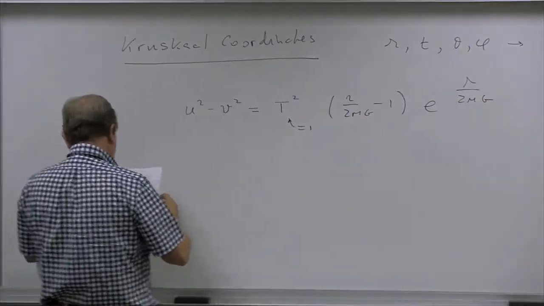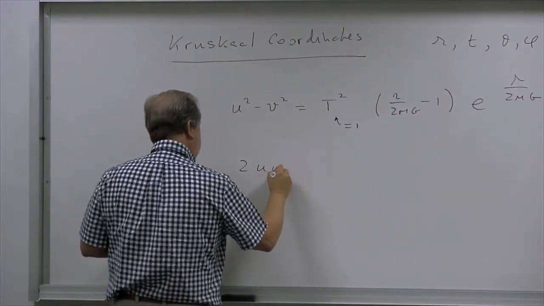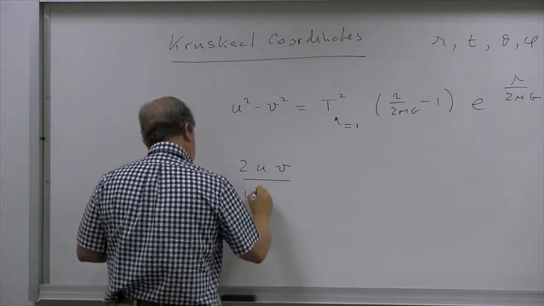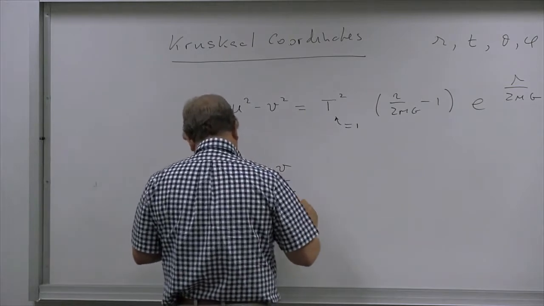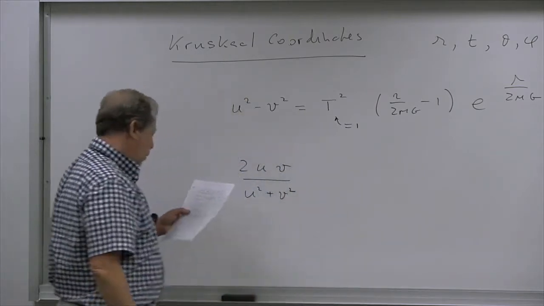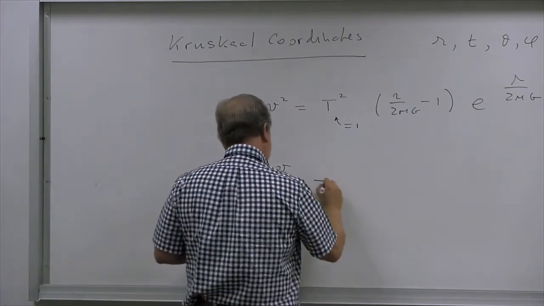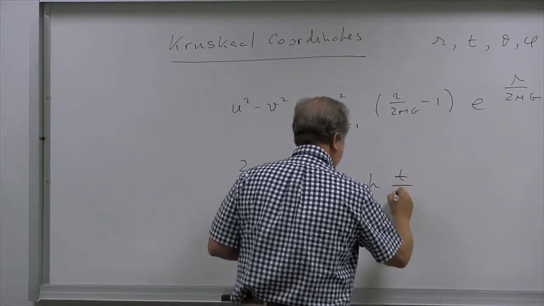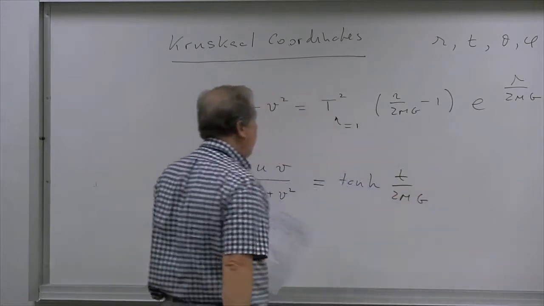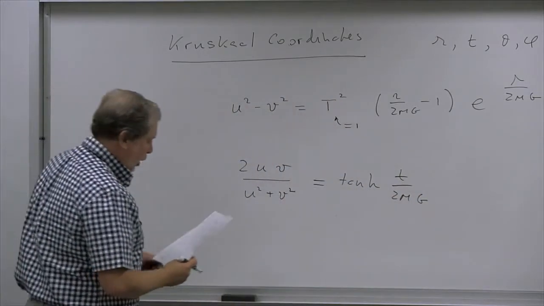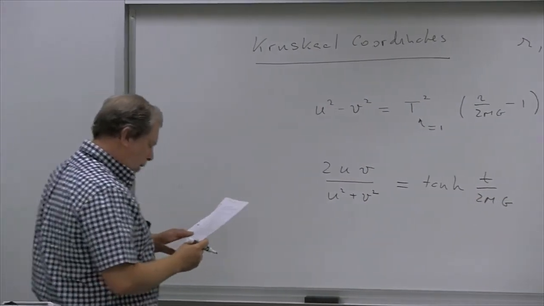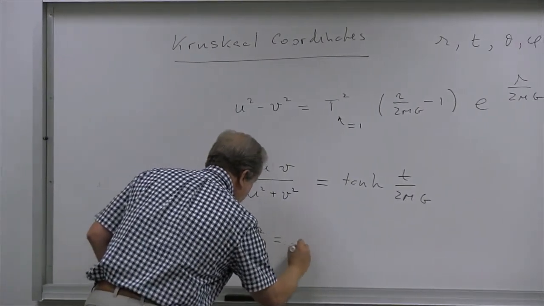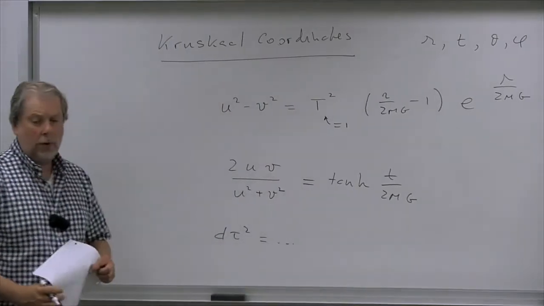And we need, of course, a second relationship, which is 2uv equal to u squared plus v squared. 2v divided by u squared plus v squared is equal to the tanh of t over 4mg. Okay. So this is a coordinate change from one to the other. And one can write dτ squared in this coordinate system, which I won't do.